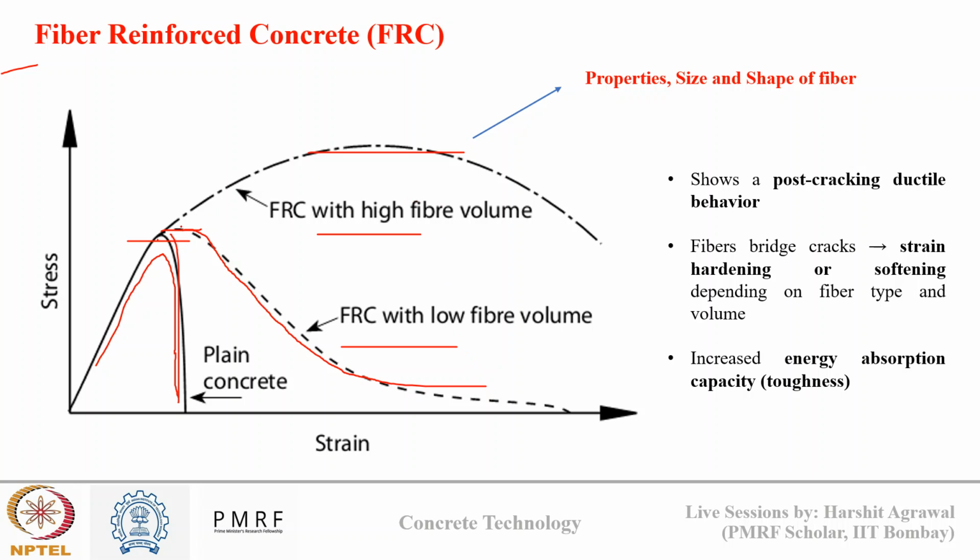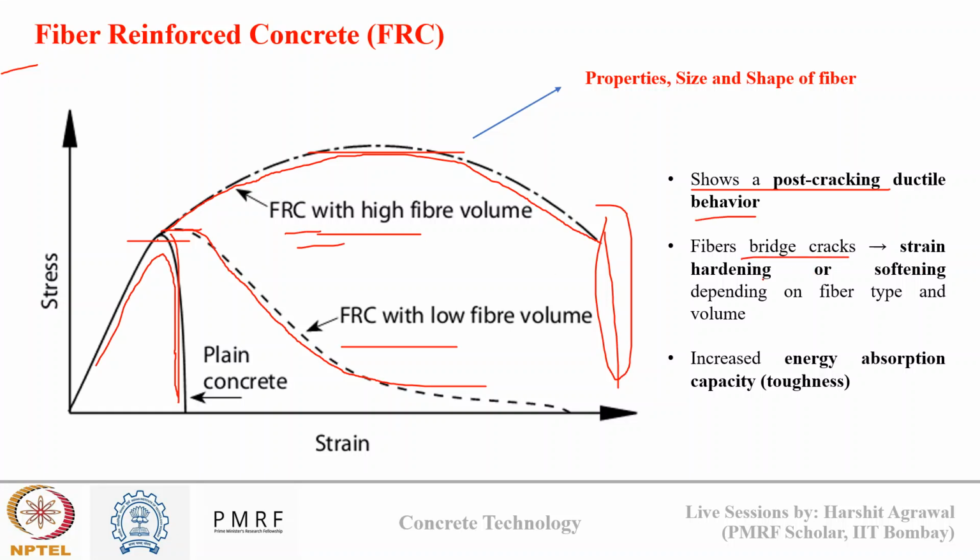Okay, so you can see in the FRP also there is a strain hardening phase and then there is a strain softening phase and then there is cracking. So it is taking more strain before failure. So it is increasing the toughness of my concrete. Okay, so, as written in these 3 points also, it shows post-cracking ductile behavior when I use FRP.